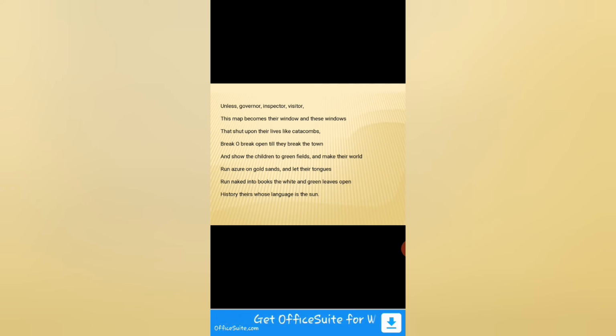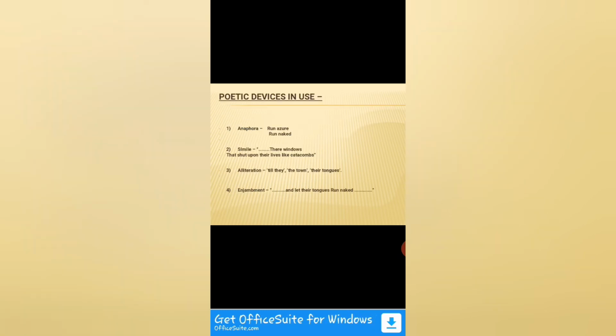And he uses a very beautiful line saying, "History theirs whose language is the sun." It is only the educated who can change the course of history. And hence, the poem ends with a very optimistic note. The poetic devices used in the fourth and the final stanza are anaphora, simile, alliteration, and enjambment.